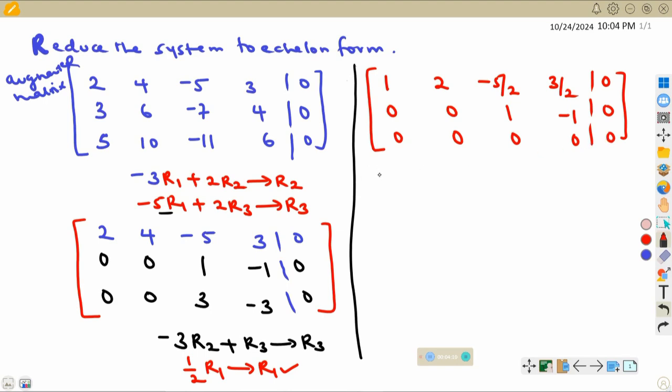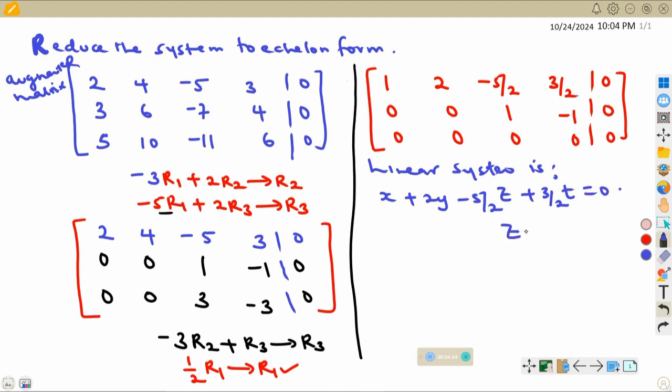So for that case, we shall have our echelon form. Our echelon form will now be this one here. So we need now to have the linear system. The corresponding linear system is x plus 2y minus 5 by 2 z plus 3 by 2 t, which is equal to 0. We shall have z minus t, which is equal to 0.